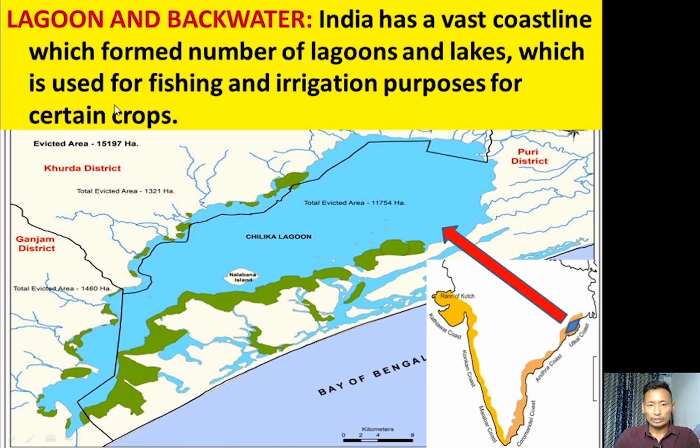An example is Chilka Lake, located here in Odisha. This is the largest lagoon lake in India. This lake is used for fishing purposes and for cultivation of certain crops, not all crops. Because of that, lagoons and backwaters are also included in the sources of fresh water in India.